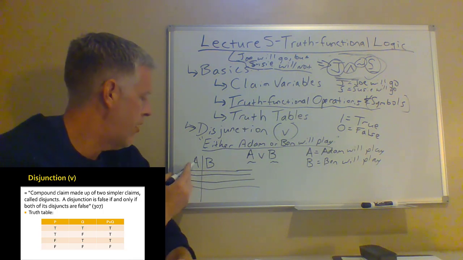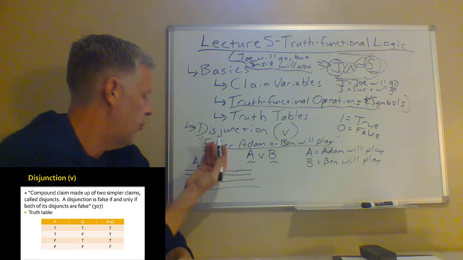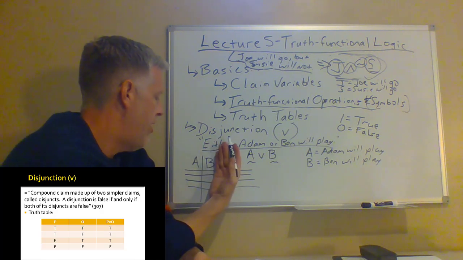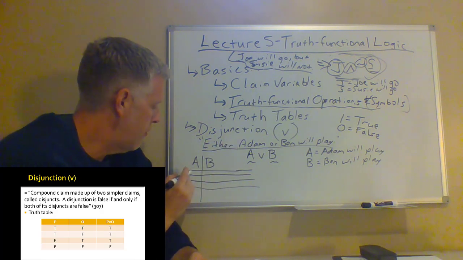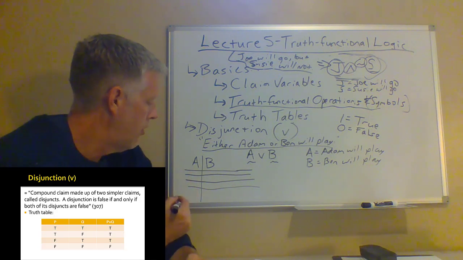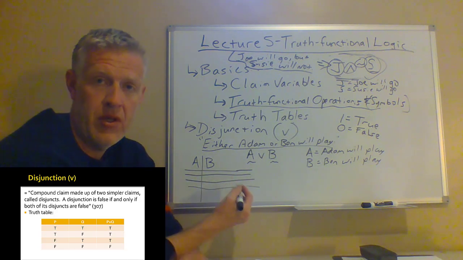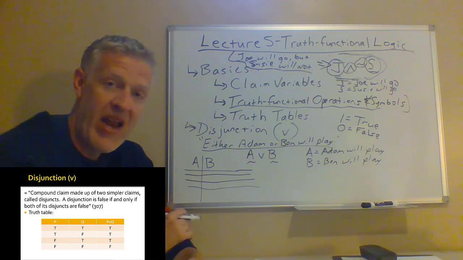Okay? So we started with this two. It could be true or false when we had just one, right? Throw in another one. Now we're going to have four possibilities. One, two, three, four. Okay, if we throw in a third one, which we will here in a little bit, then we're going to need eight rows.